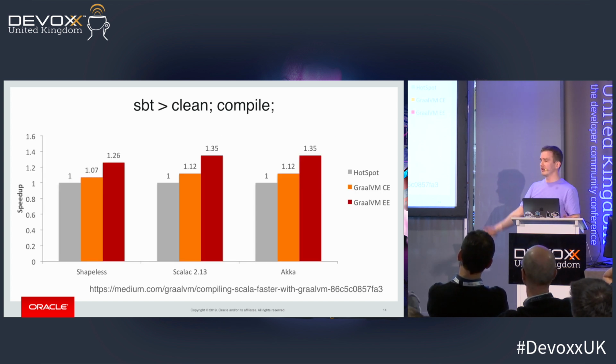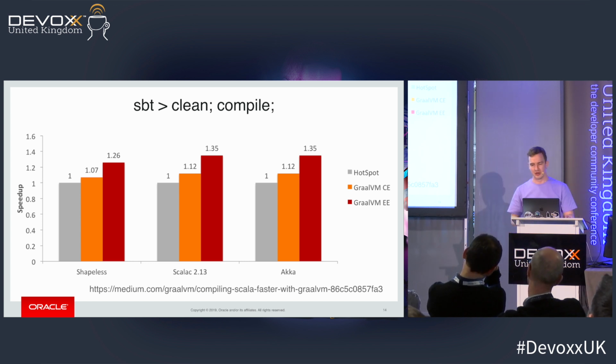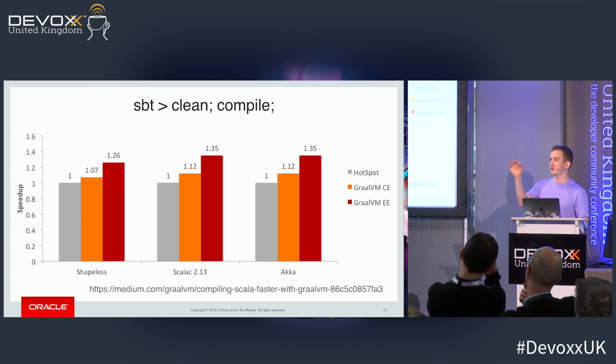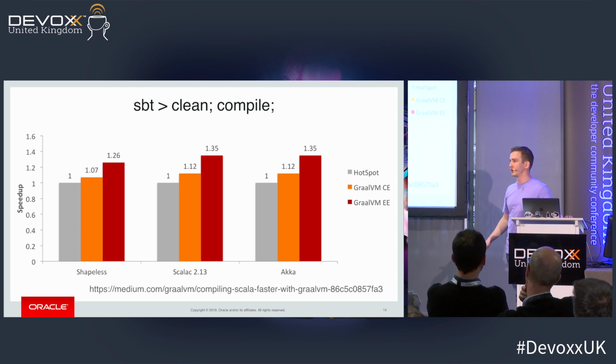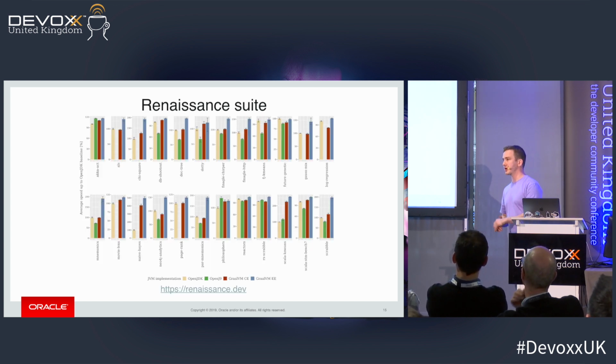We run Scala, and we run tons of benchmarks. For Scala, it's even better. I think the Enterprise Edition gives you something like a 30% boost or like 40% boost. The Community Edition gives something like 10, 12%, which is excellent that you can just swap your executable and get that. In general, we run a lot of benchmarks.